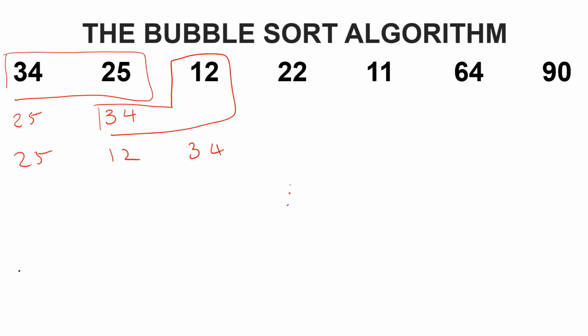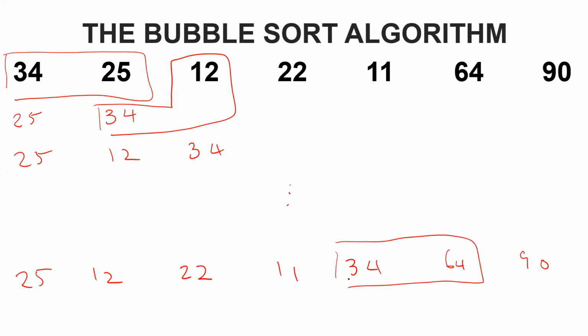you end up with 25, 12, 22, 11, 34, 64, and 90, where the movement of 34 stops over here after comparison with 64. There's no need for me to sort the rest of the numbers 64 and 90 because they're already sorted. So your 34 will only travel through the entire sequence until it reaches before 64. Now that's the second cycle.